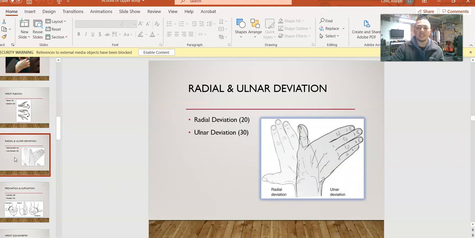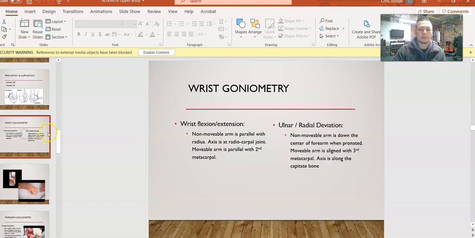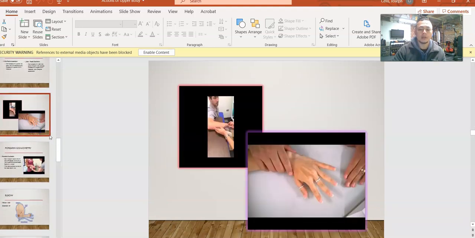Radial and ulnar deviation, okay? Radial deviation, this is your radius, and this is your ulna. So bringing your thumb towards your forearm here is radial deviation, and your pinky towards that side of your forearm is ulnar deviation. Pronation and supination. Neutral would be thought of as a handshake position. Supination, just visualize yourself holding a bowl of soup. And pronation is palms down. Okay. Some wrist goniometry here.